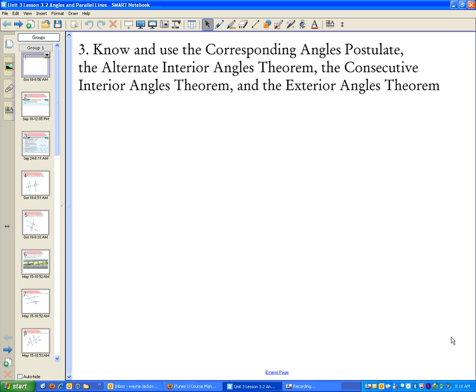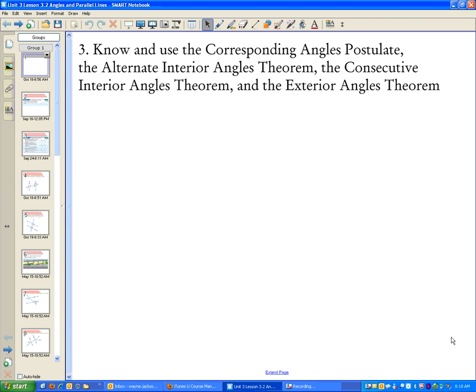Let's start on page 178. Now, I've only got one target, but that's a bit misleading because there's a lot of things in this target. Know and use, so know what the theorems and postulates that we're going to talk about say and be able to use them to solve problems.